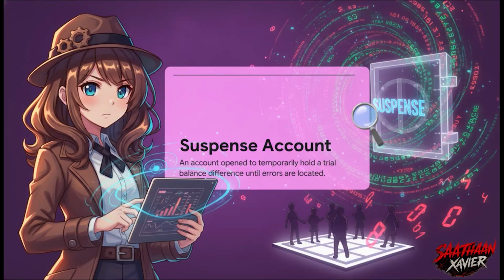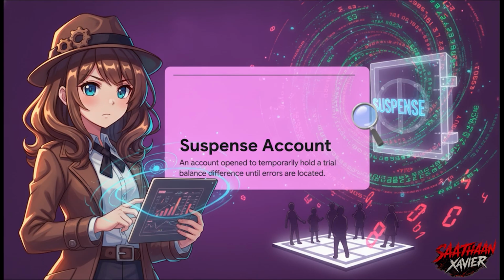Section 3. Enter the suspense account. But wait, what happens when we know the trial balance is off by that $493, but we haven't actually found the errors yet? We can't just grind the whole business to a halt. We need a holding cell. Enter the suspense account. I want you to think of this as a temporary waiting room.